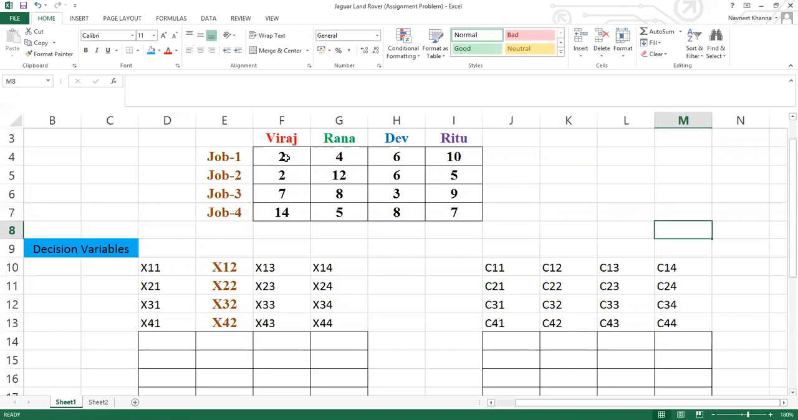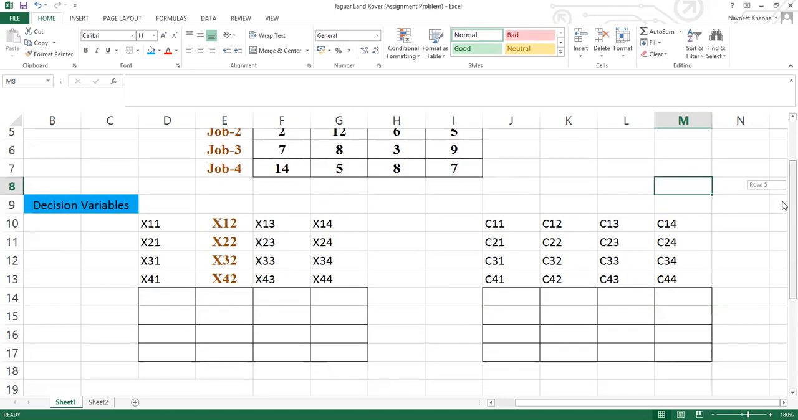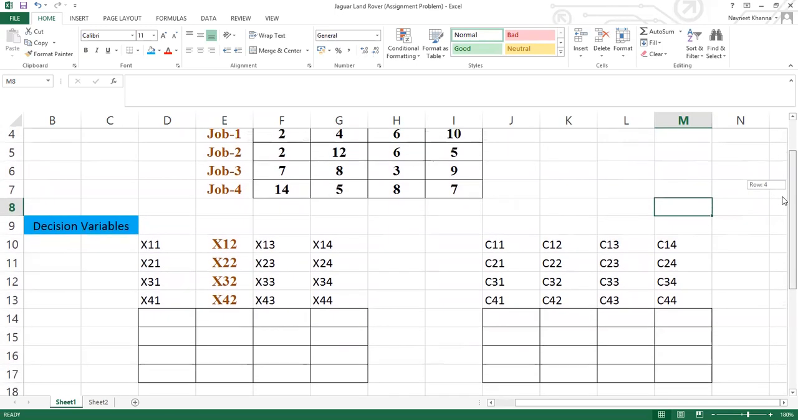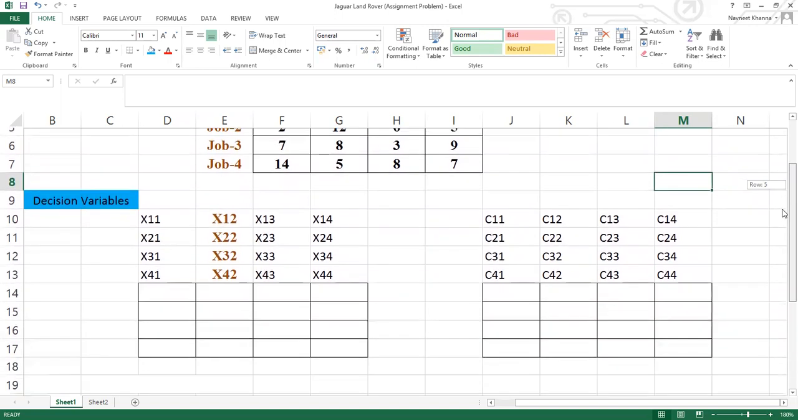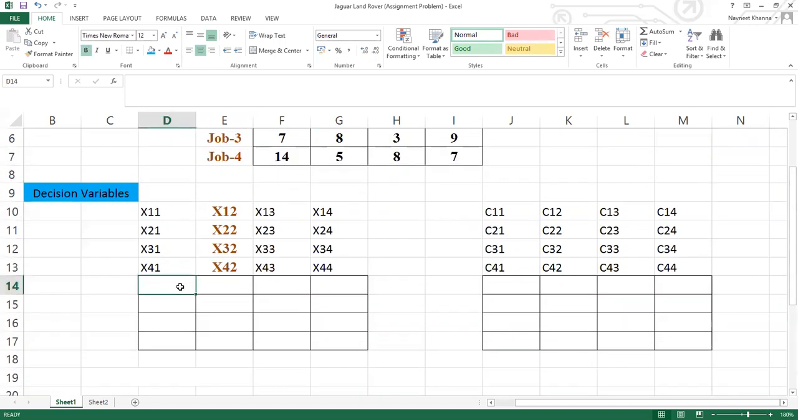So here we have seen that decision variables are binary in nature, right? Either you will assign or you will not assign. So xij will be 0 if the ith job is not assigned to the jth person, and it will be 1 if the ith job is assigned to the jth person. Anyhow, for the xij's right now we can assign randomly. I'm just assigning randomly, right?